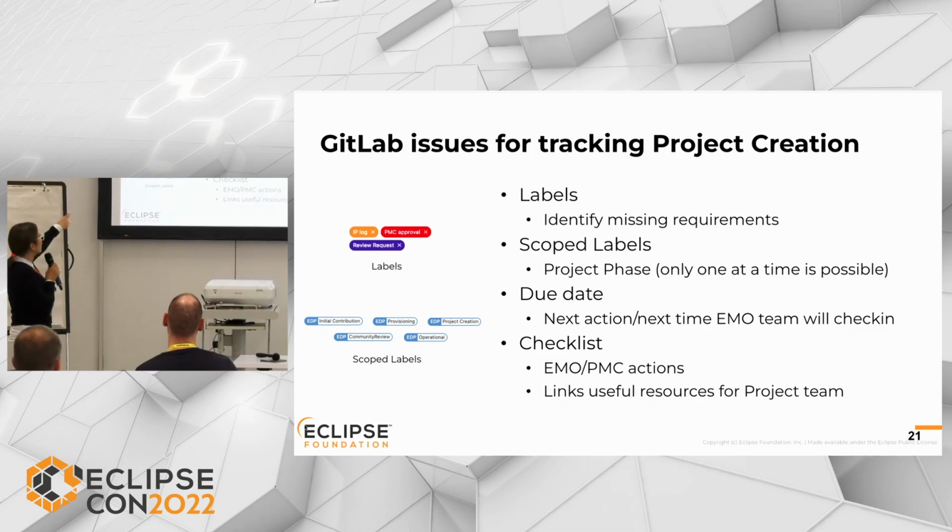So we're using labels to identify what is missing from a review, and we're using scope labels so you are able to orient yourself very fast in the proposal phase or the project phase you are in. Scope labels, you can use only one at a time. So that's where your project is at some point. We're also using the due date field as the next time that an action will take place, or the EMO, meaning myself or Wayne Beaton, will get in touch with you. We'll check in with the project and see what's the status of things.